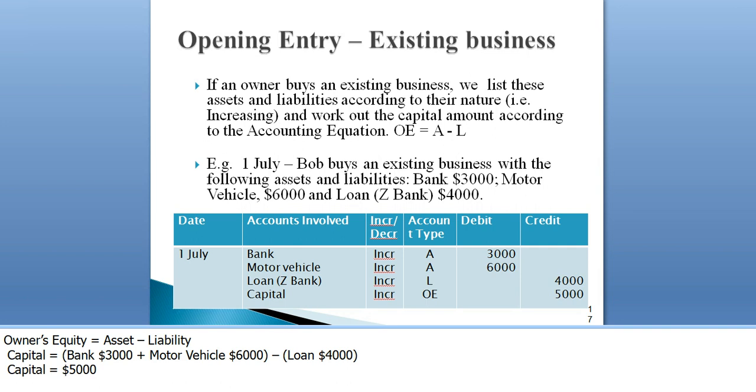Then we need to work out the capital. To work out the capital is simply following again the accounting equation. Owner's equity equals to asset minus liability. Your asset includes bank and motor vehicle. Okay, so that total is 9,000 minus your loan of 4,000. So that leaves you with $5,000 capital. So that's 5,000 credit. Under the credit column, we will write in the $5,000 for the capital.